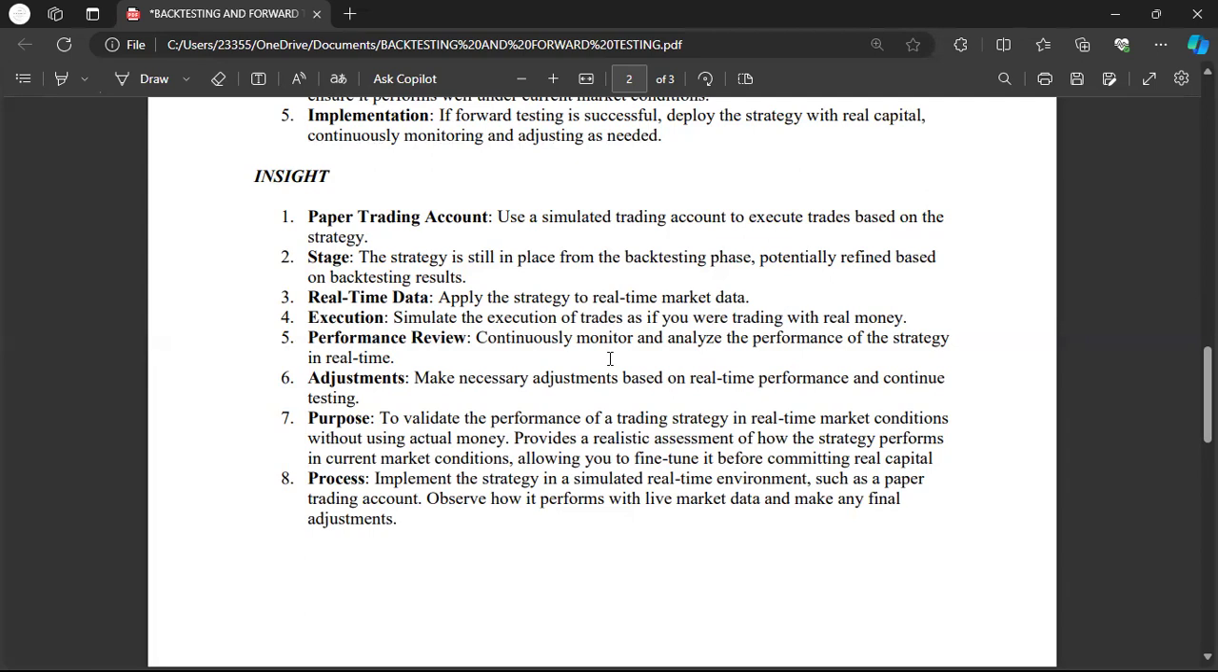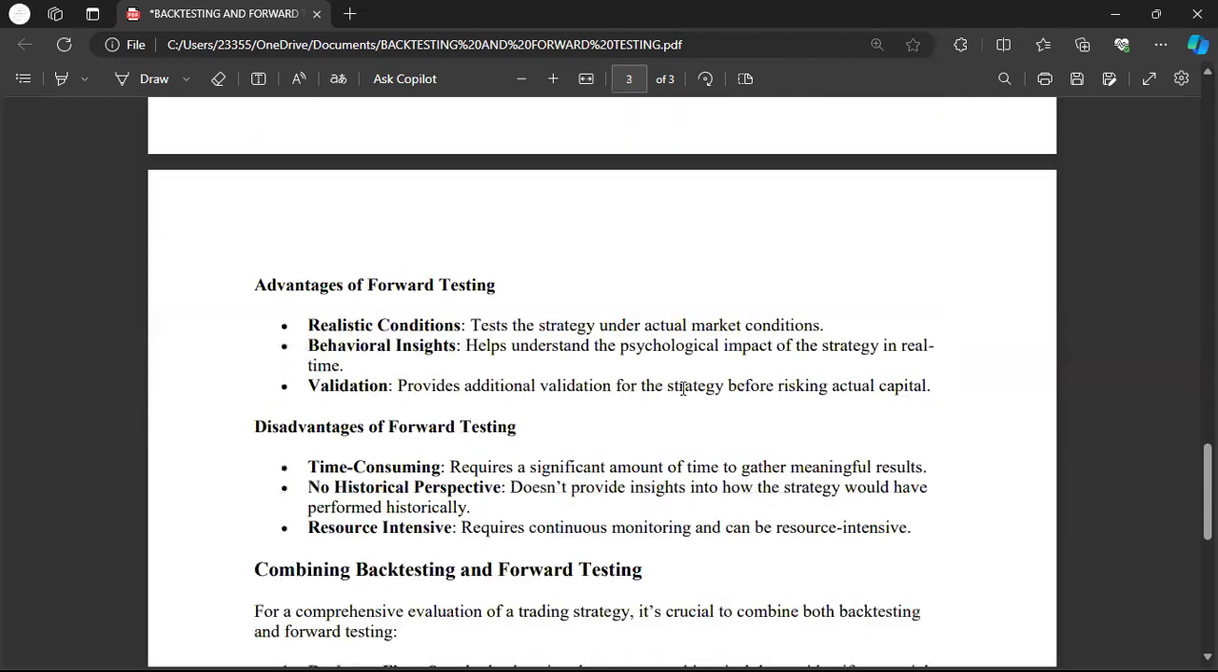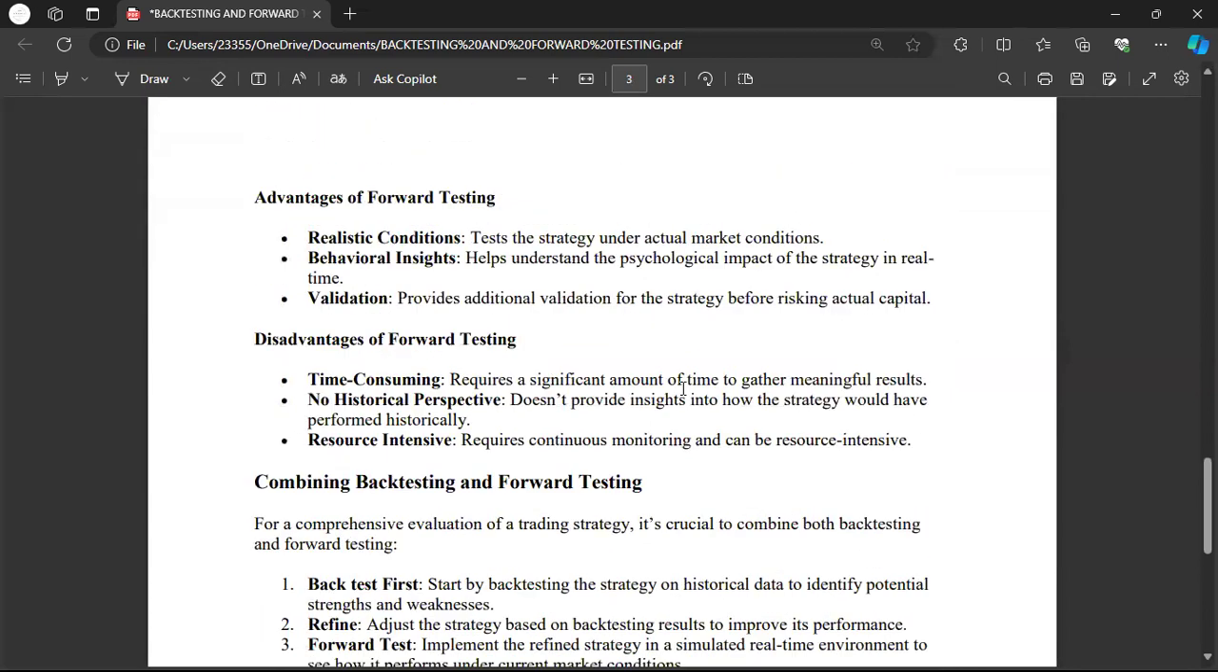Good. So here, basically, we are talking about the importance of having a glimpse, a foreknowledge of the importance of forward testing. Now, the process: implement a strategy in a simulated real-time environment, such as a paper trading account. Observe how it performs with real live market data and make any final adjustments. So that is it. Let's look at some advantages and disadvantages, like in backtesting.